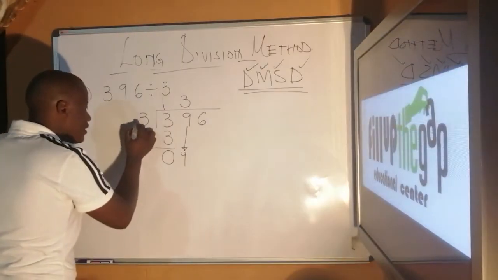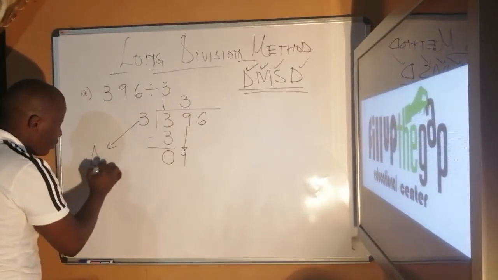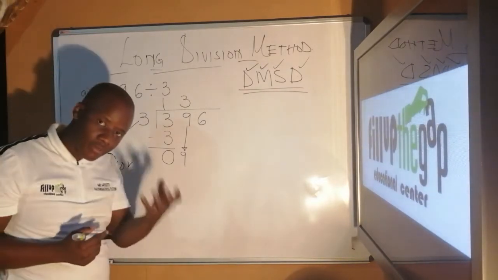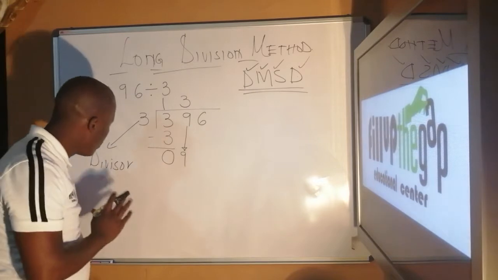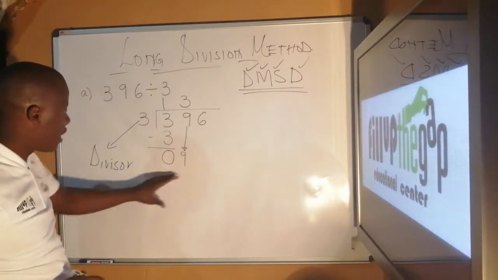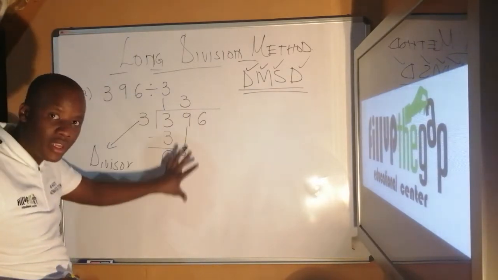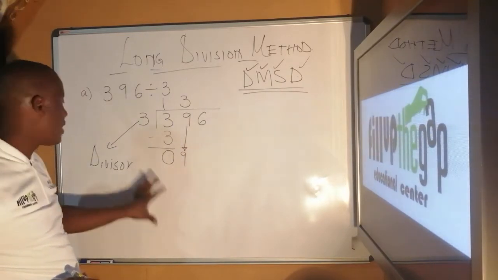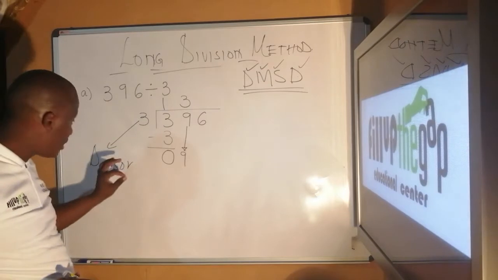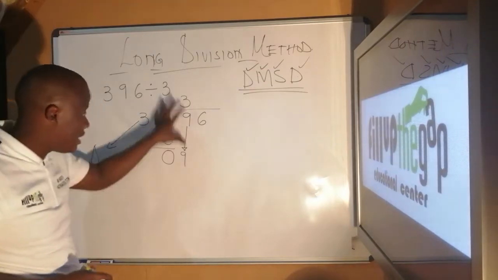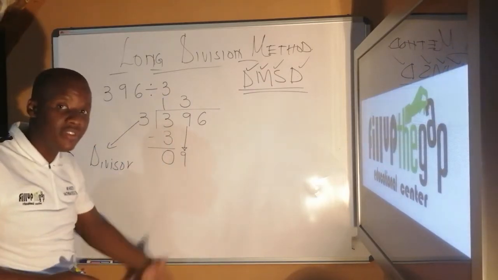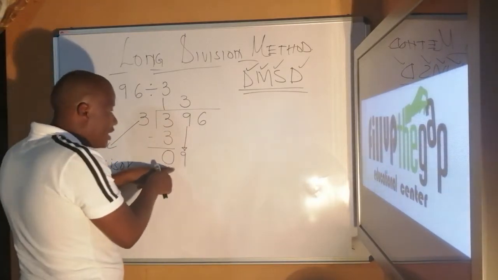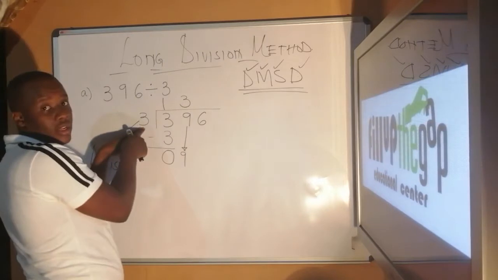3, this is your divisor. It will always divide. So what we will be putting here will be our dividend. This will always be our divisor. It will always divide. And then here, it will always be what? Dividends. Sure. So we said 9 divided by 3.